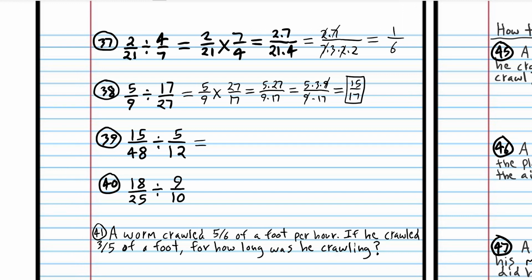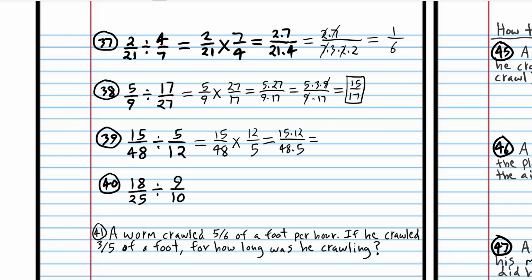Go and attempt that one, and when you're done, we'll come back and do it together. All right, 15 over 48. Change the division sign to multiplication, flip the divisor, and it becomes a multiplication problem. So we have 15 times 12 over 48 times 5.